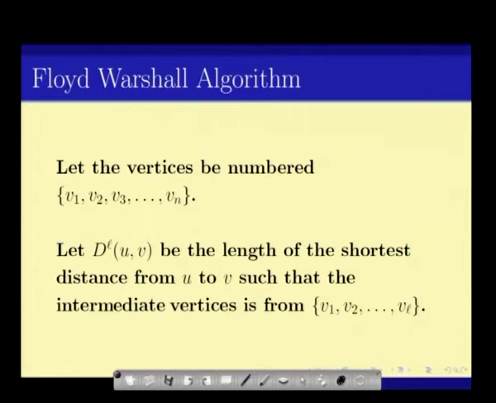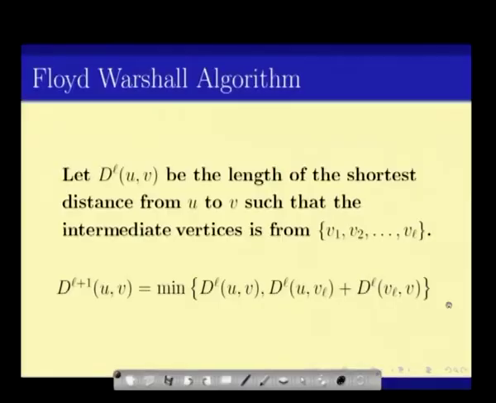So, I number the set of vertices as, say, V1 to Vn, and now I define DL(U,V) slightly differently. We define DL(U,V) to be the length of the shortest distance from U to V such that the intermediate vertices are from V1 to VL. I am not saying that the length has to be less than L, or less than 2 to the L, or such things.